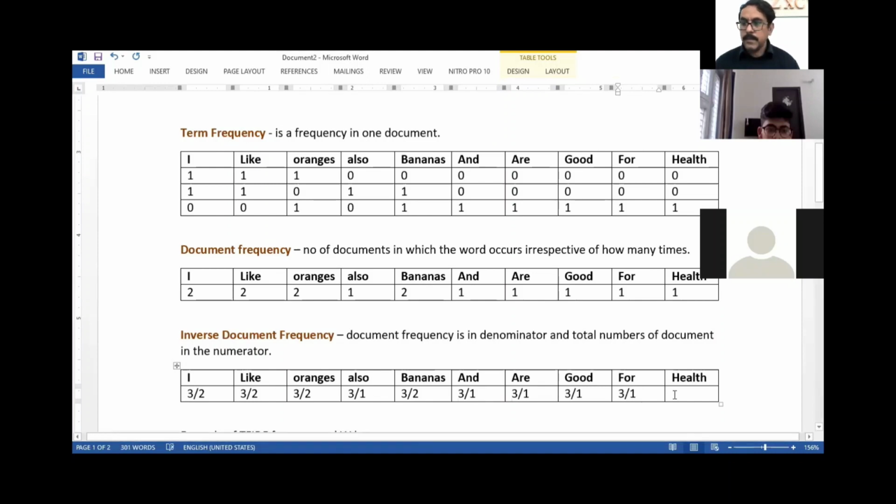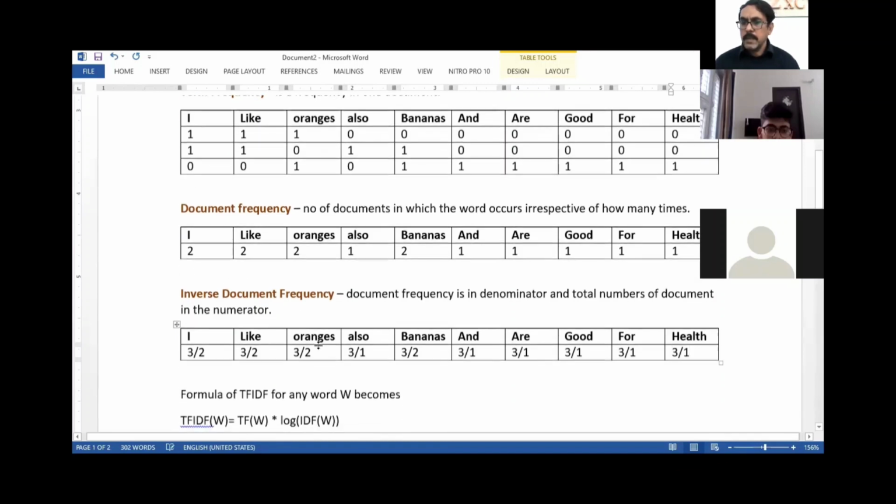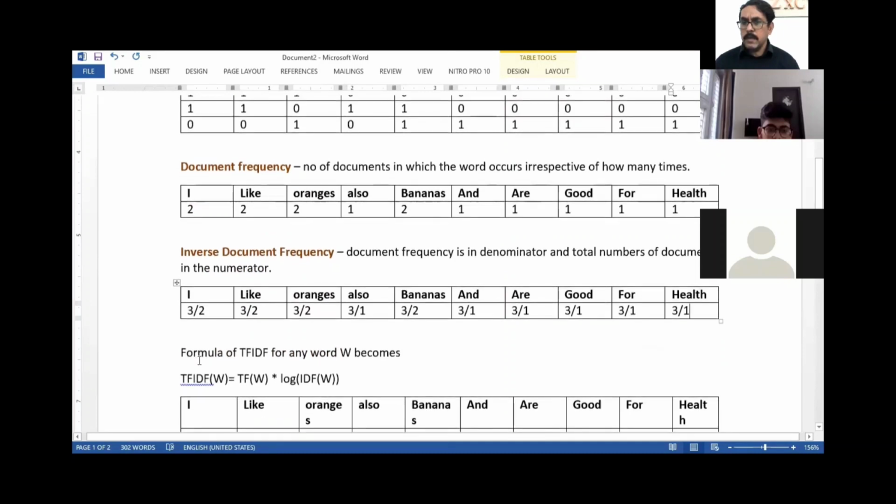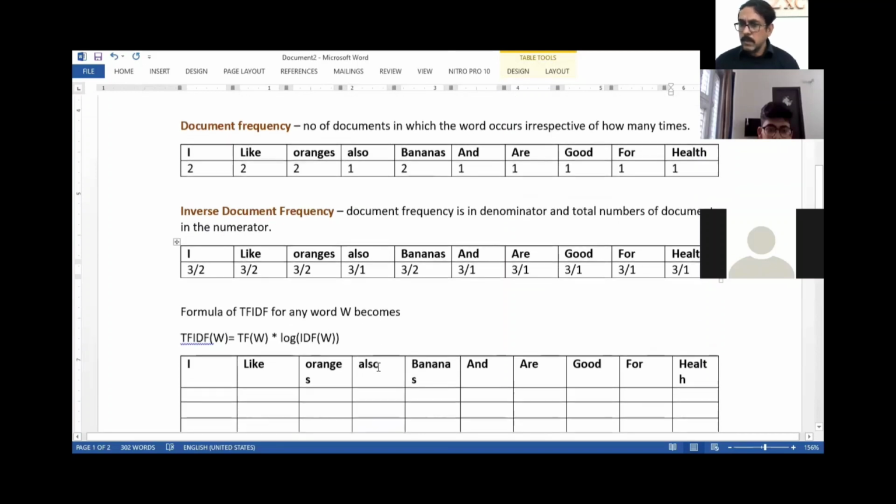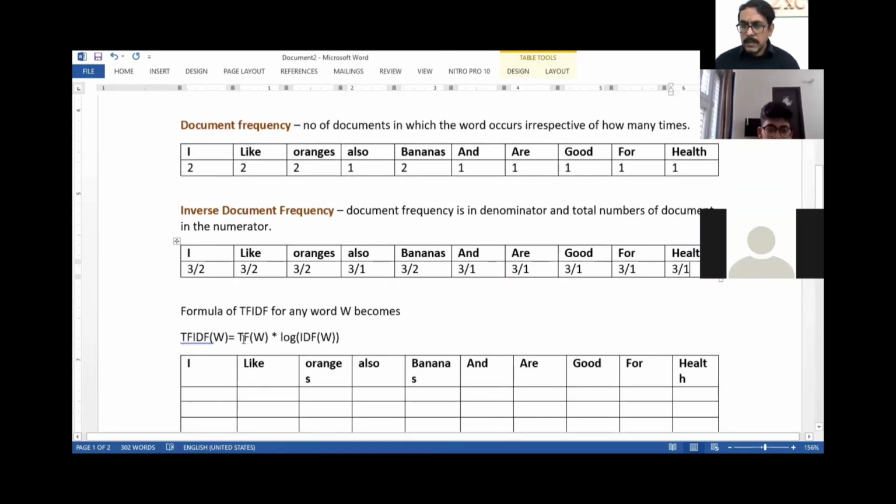3 by 1 and 3 by 1. So you have already found the inverse document frequency. Now there is a formula for it. The formula is a bit confusing because you are all confused with this word log. So don't worry about this log. It simply says that TF-IDF of W is TF of W into log IDF of W. Correct. So what is TF of W?